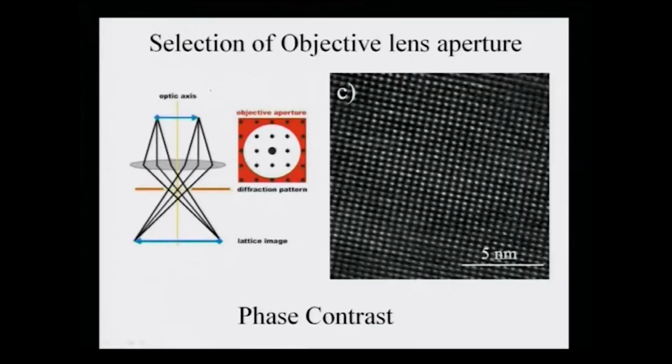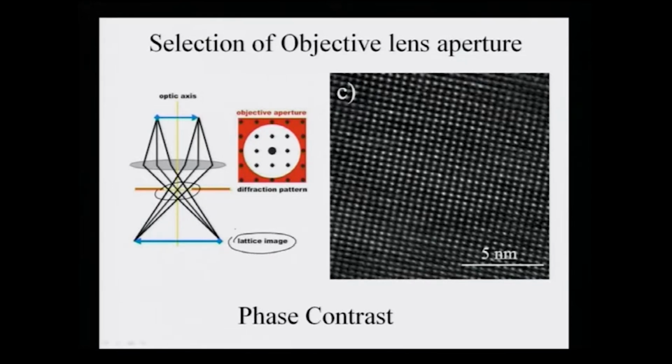On the other hand, the second sort of imaging process, which I discussed just a few minutes back, is that I use all these diffracted and transmitted beams and allow them to interfere, and then I form what is known as a lattice fringe or lattice image.